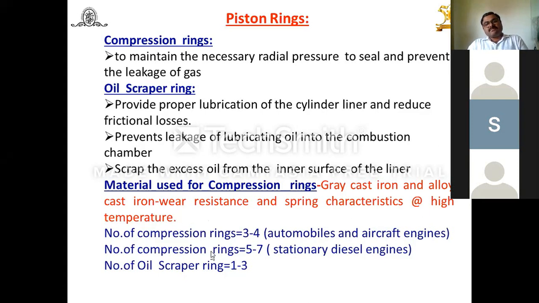Then how to decide the number of rings? In automobile and aircraft engines, the number of compression rings is 3 to 4. In stationary diesel engines, the number of compression rings is 5 to 7, and the number of oil scraper rings is 1 to 3. Generally, in the diagram shown, only one scraper ring is provided.